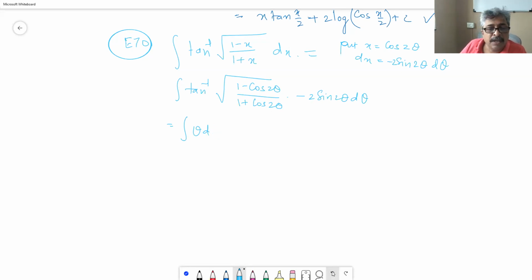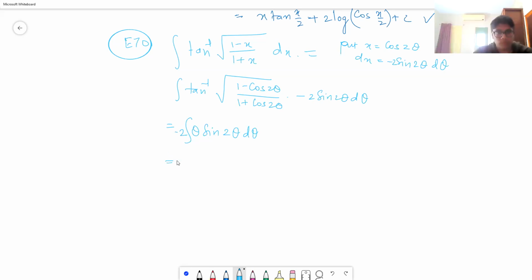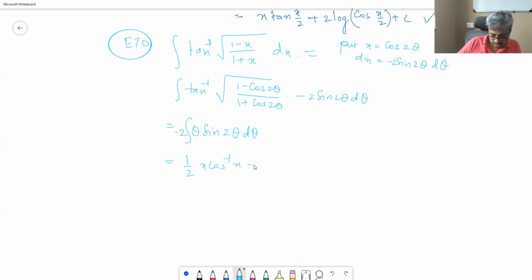Is equal to integral, correct, minus 2 theta sin 2 theta. Is that correct? Yes, sir. And then therefore if you solve this by, I think we have solved this integration by parts, so answer is half x cos inverse x minus root 1 minus x square plus c.